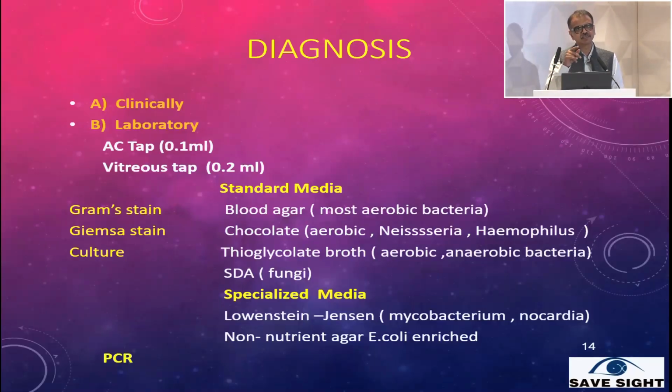And another thing which I want to point out is nowadays we send a lot of these patients for PCR analysis as well. They have different panels for acute endophthalmitis, chronic endophthalmitis, even a uveitis panel is there, where I found out that the results are very good. And in most of the cases you find some organism, which helps you in further management also.